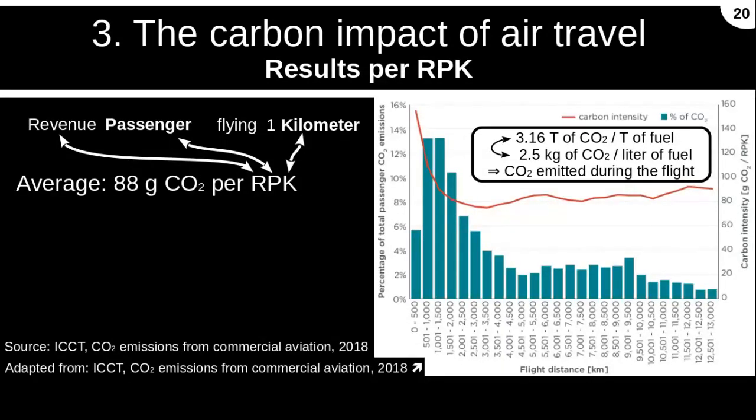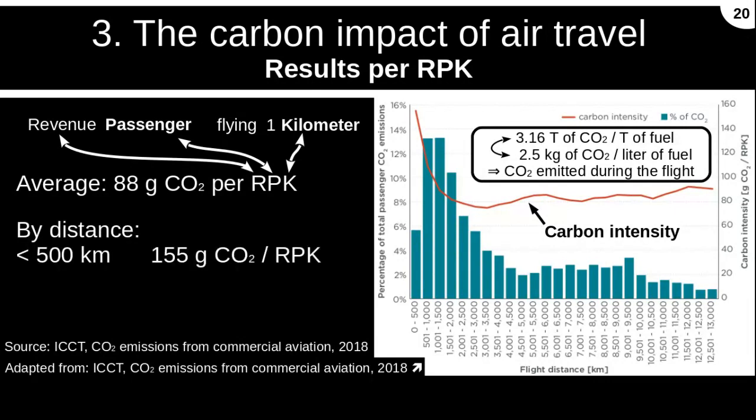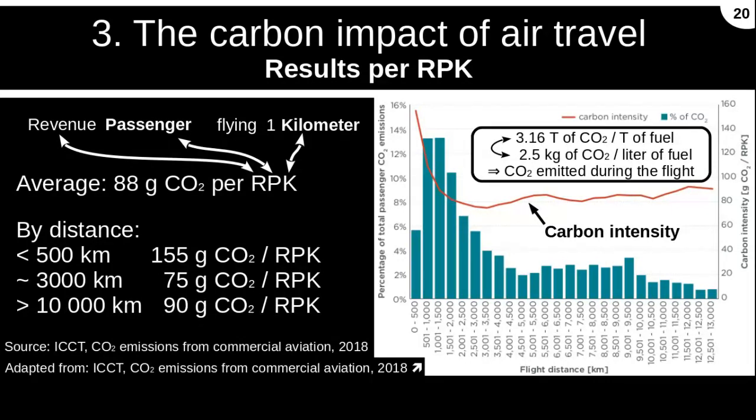Now have a look at the red curve. It represents, by flight distance, the carbon intensity, that is to say the CO2 emissions per RPK. It's high for short distance flights because of the fuel consumption of the LTO cycle. 155 grams of CO2 per passenger and per kilometer. There is a minimum around 3,000 kilometers, about 75 grams of CO2 per passenger and per kilometer. For longer distances, the emissions per passenger and per kilometer slowly increase because you need a lot of fuel to fly long distances, and the fuel weight reduces the whole flight performance. The carbon intensity is then about 90 grams of CO2 per RPK.